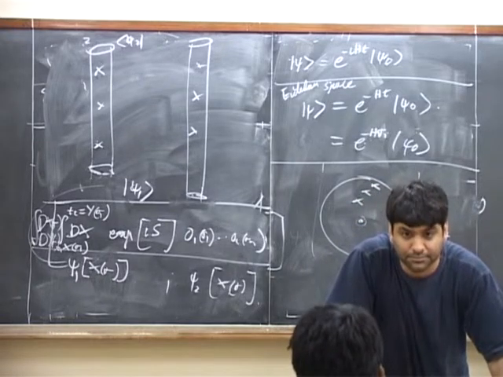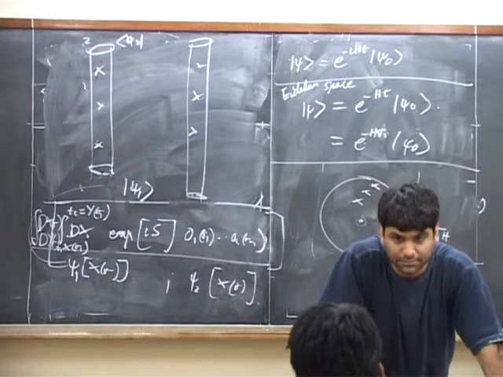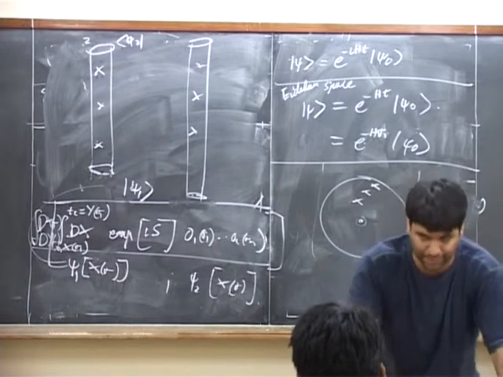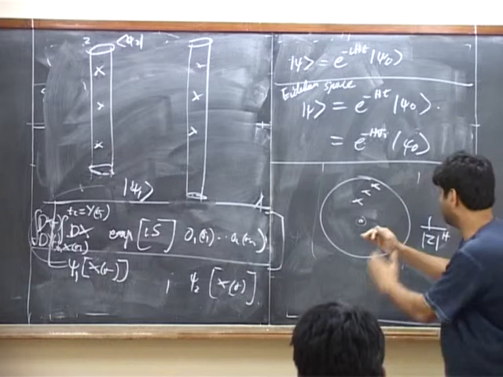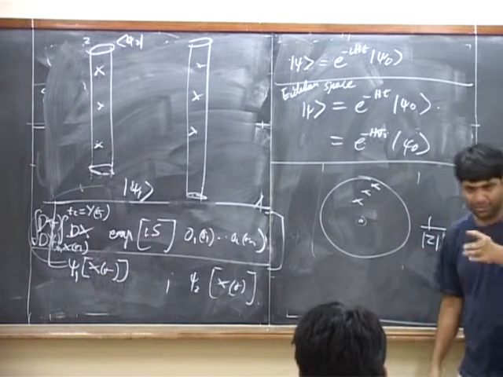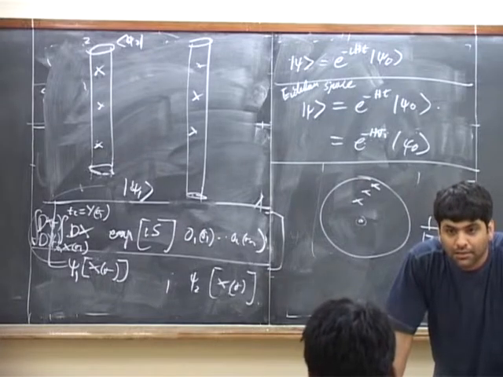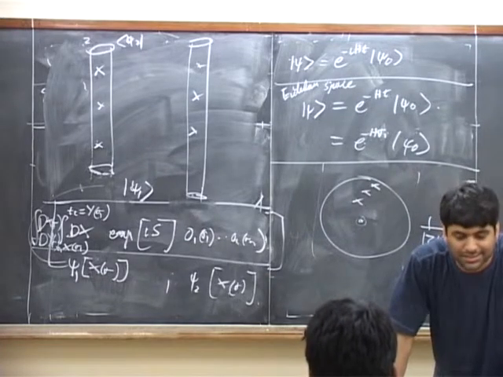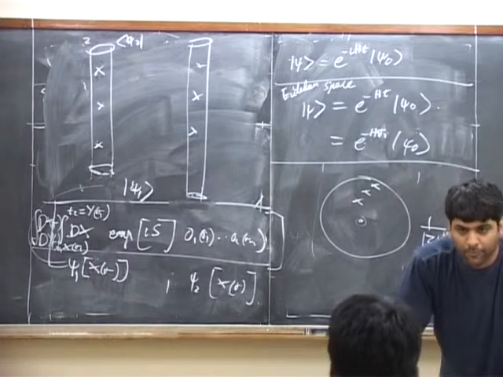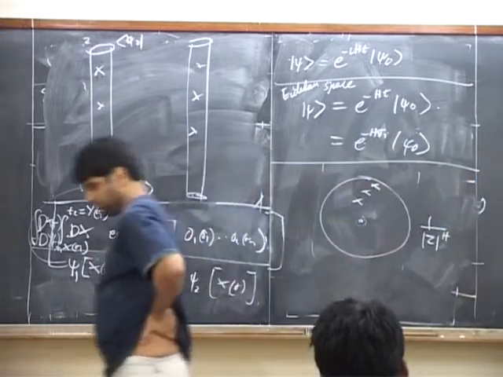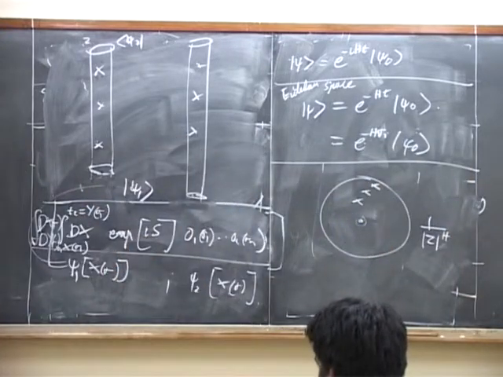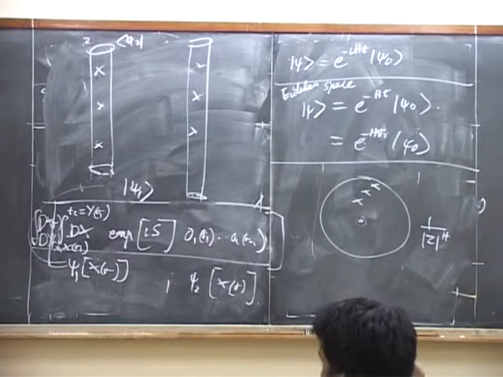But if you have a local operator insertion and go back, you'll get a state. We'll talk about that. We'll talk about the reverse. A particular point is mapped to a particular point there. I don't understand. Say again. Okay, I can understand that the circle at t equal to minus infinity is mapped to a point.